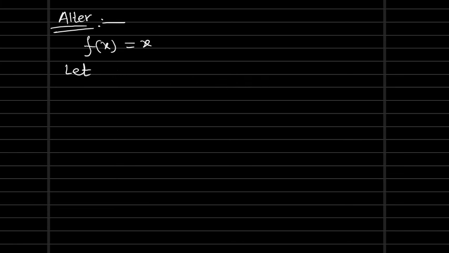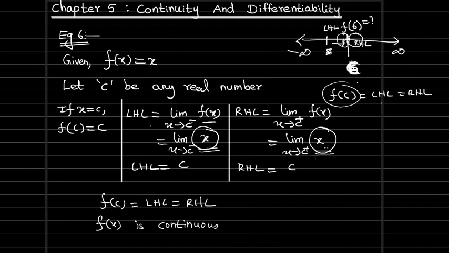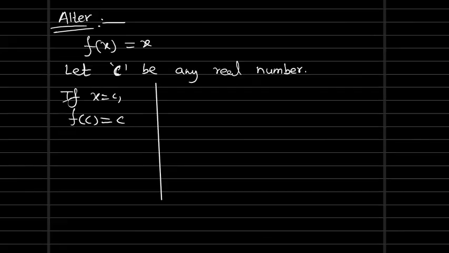This is the given function, and they're asking us to test it for every real number. So we are going to take it in a general way, let c be any real number. At c, what is the outcome? If x equals c, then f of c equals c itself. Now, as I told, again I will repeat, for the left hand limit and right hand limit we are using the same function. So what I am going to do is find it together. Limit x approaching c. That means left hand side values of c, and if it approaches from the right hand side also, together I am finding it.